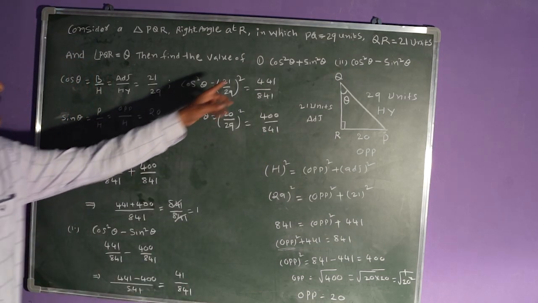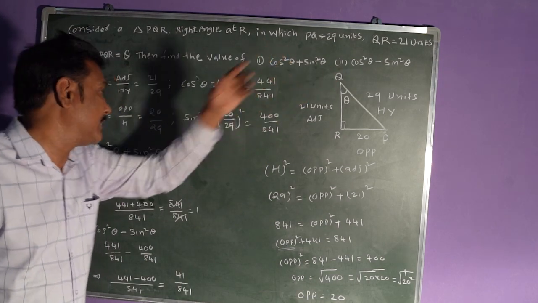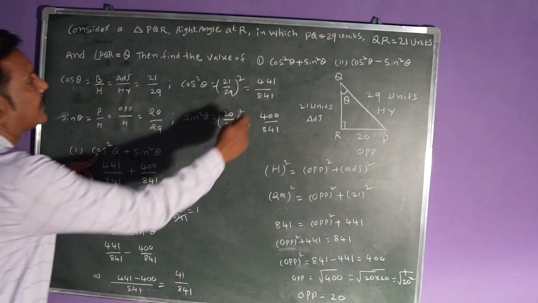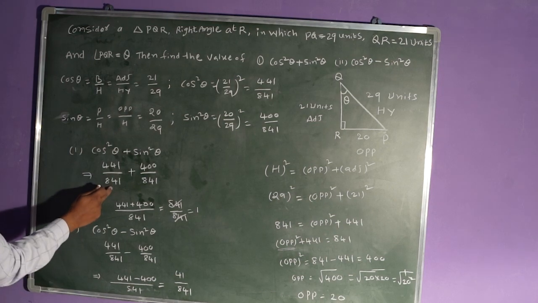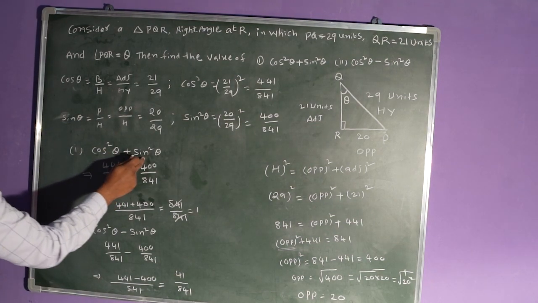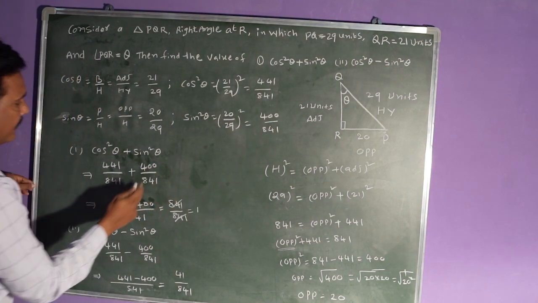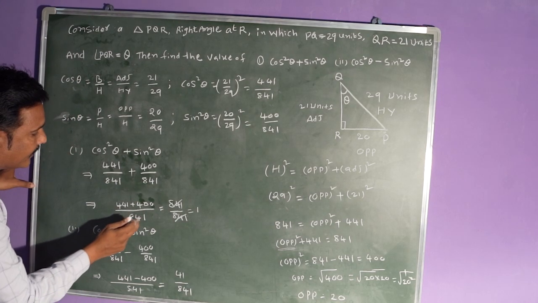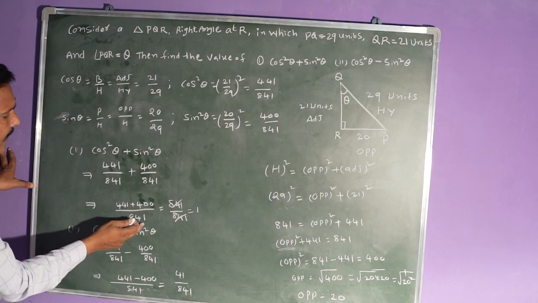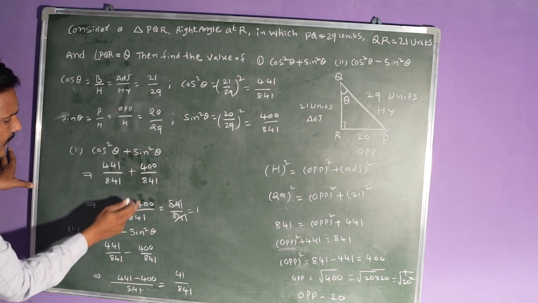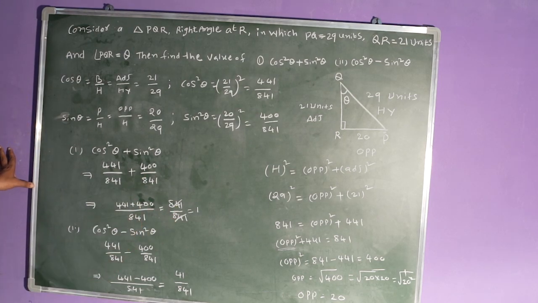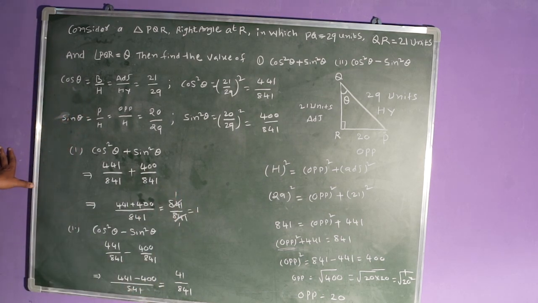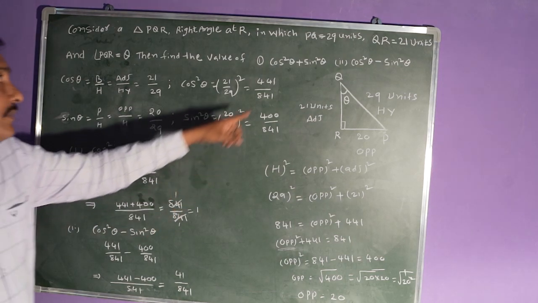Then first find the value of cos square theta plus sin square theta. Cos square theta value is 441 by 841 plus sin square theta value is 400 by 841. The denominator is 841, so LCM is 841. 441 plus 400 is equal to 841 by 841. 841 cancels 841, 1 by 1 is equal to 1. So cos square theta plus sin square theta value is 1.